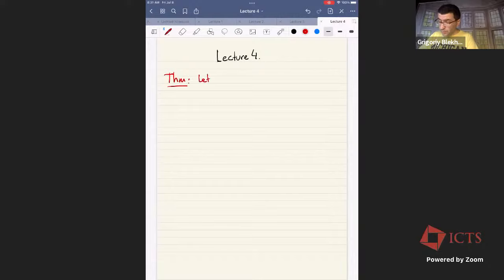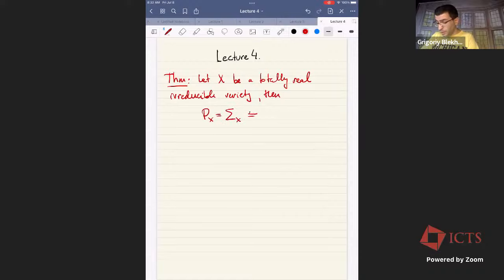So let's suppose that we start with a totally real irreducible variety. Then non-negative quadratics on x are always sums of squares if and only if x is a variety of minimal degree.